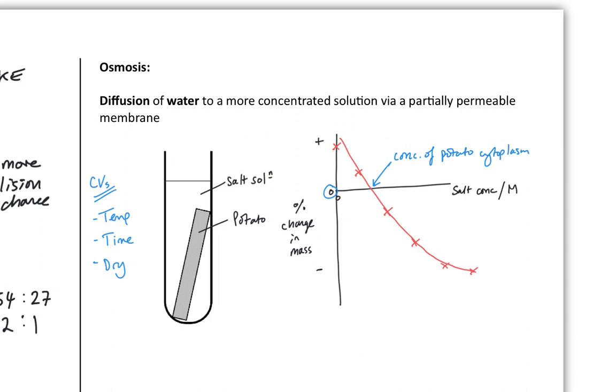And note on my graph, I've got 1, 2, 3, 4, 5, 6 points. Yeah, 5 minimum. If you're designing an experiment and you need a range of things to test, you go for 5 minimum.